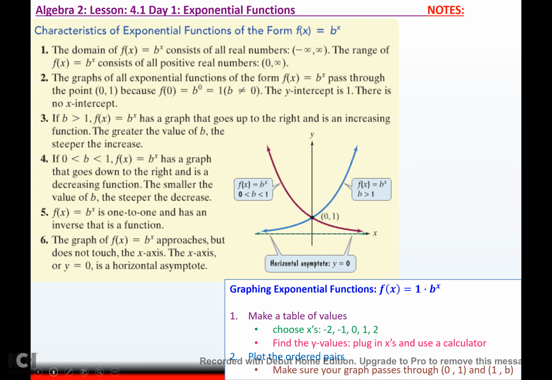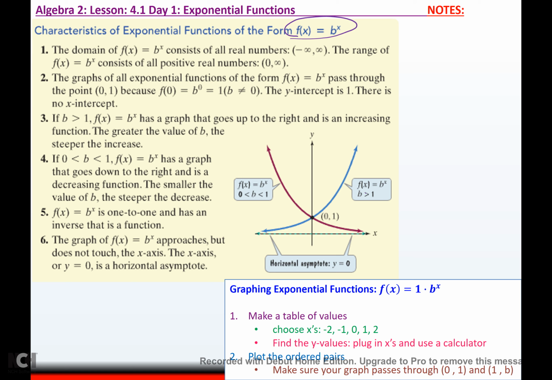Alright, so characteristics of exponential functions. The domain of y equals b to the x consists of all real numbers, because this function will go forever and ever and ever in both directions. The range goes from 0 to infinity. Unless you shift them up or down, these things won't go below 0. Now you can shift them, but they're just talking about mother function here. Those are the characteristics of mother function. Now remember, if you shift them and transform them, it's going to be different.